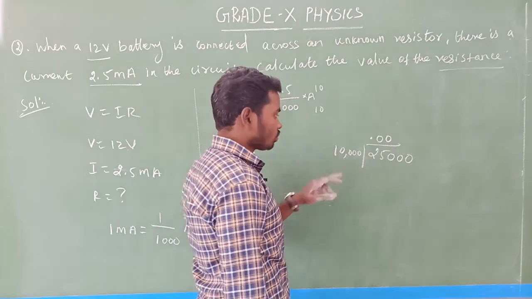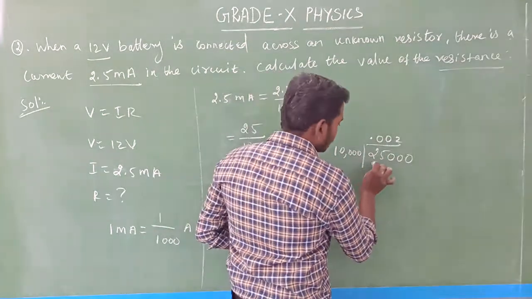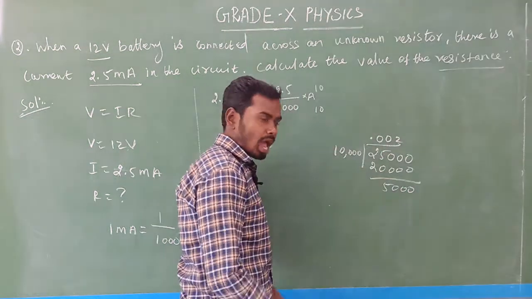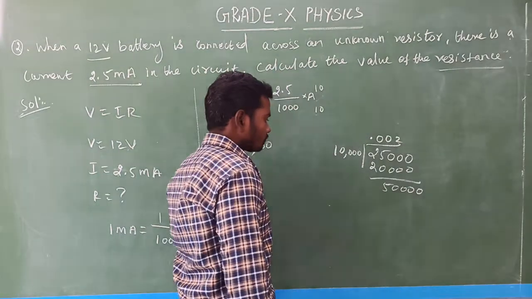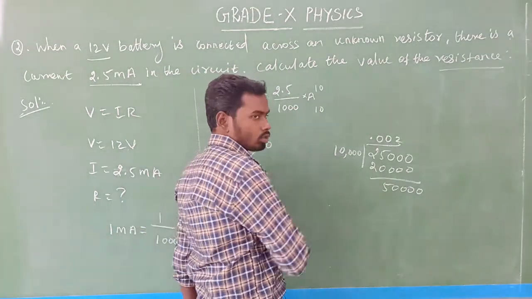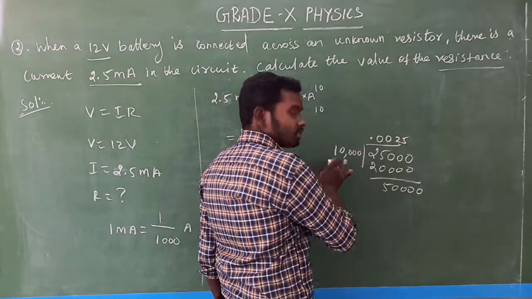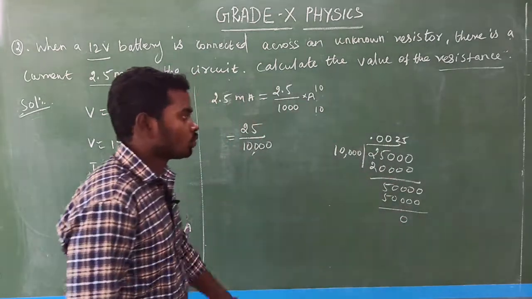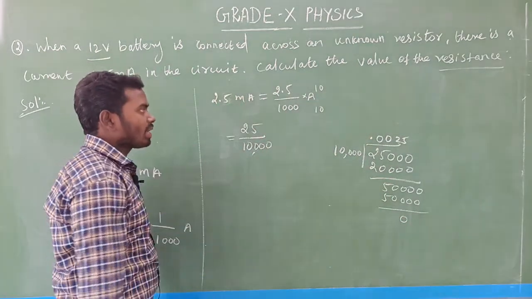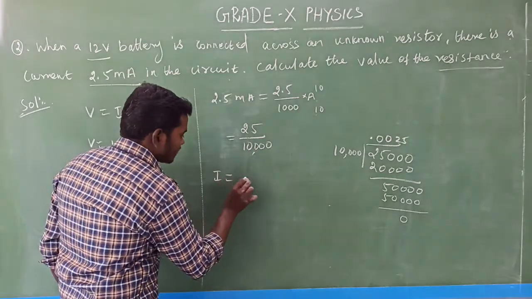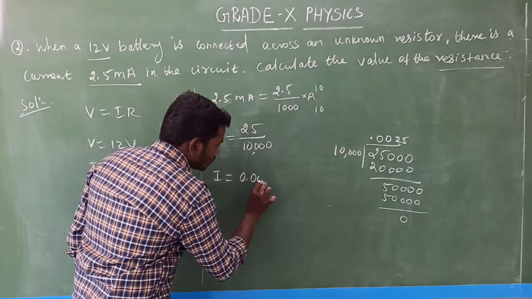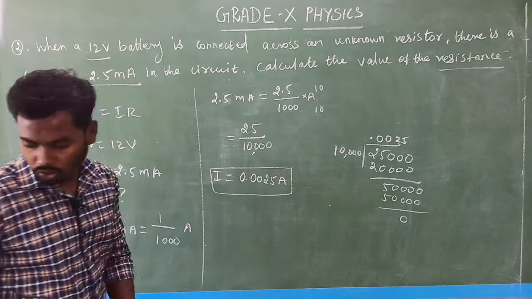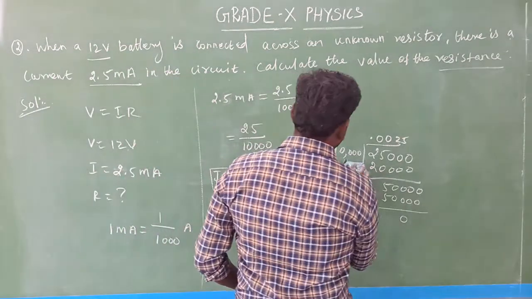Here 10,000, so 2 into 10,000 is equal to 20,000. Remaining 5,000, add one 0, 50,000. 5 into 10,000 is equal to 50,000. Remaining 0. So 2.5 milliampere, which means the current value, is equal to 0.0025 ampere.